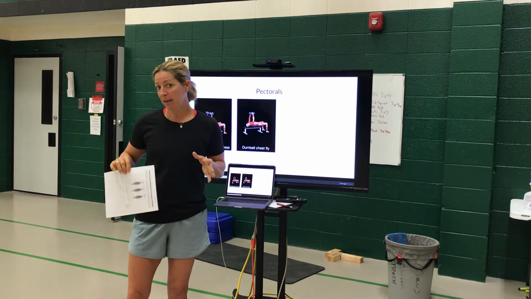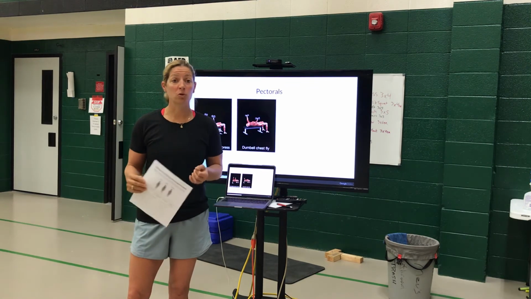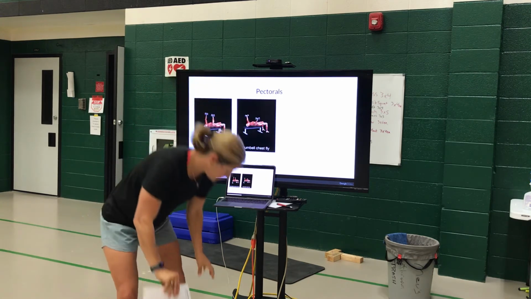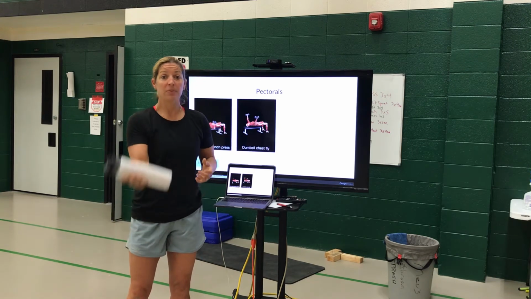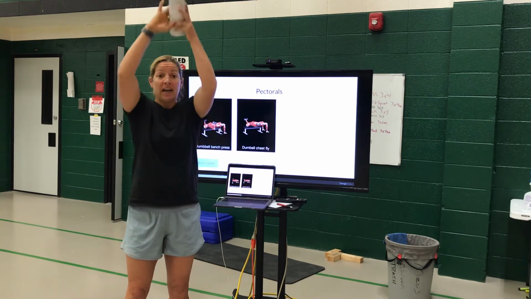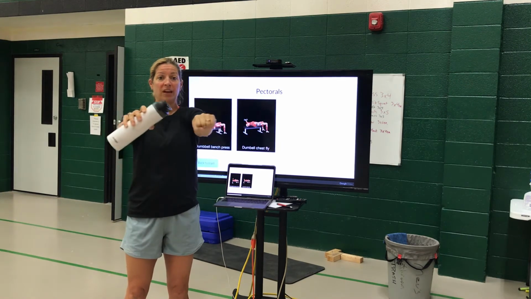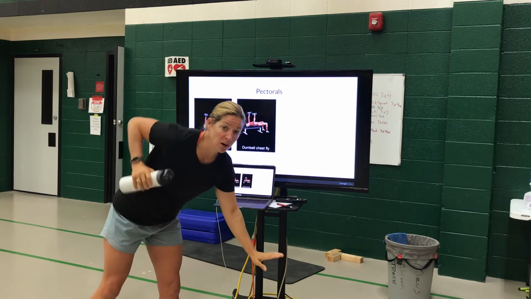So you might be thinking, well, I don't have any weights at home. That's okay. You can use all sorts of things that you have at home as weights. So for example, I have my water bottle here. Any water bottle you can use, fill it up. I can do bicep curls. I can do tricep extensions. If I have 2, I can use them to do my bench press. I can do one-arm rows.